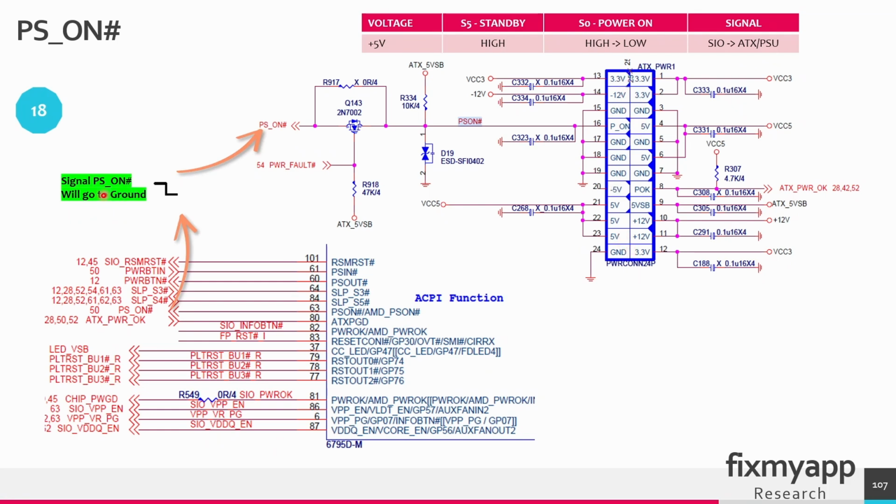The power supply on signal is used by the motherboard to control when the power supply should be turned on or off. When the signal is pulled to ground, the power supply turns on and provides power to the system, so all these voltages will be turned on. When the signal goes back high, it will turn off the power supply and only the 5 volt standby voltage will be present.